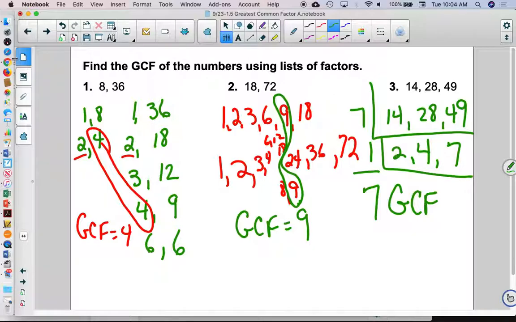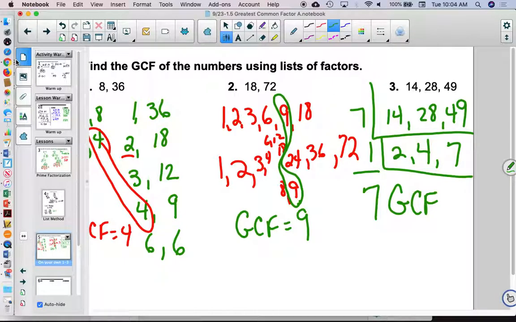If I did the prime factorization and I'm not sure that I'm right, could I go back to doing the ladder and double check it if I wanted to? I sure could. Some people say, well, that's a lot of work. But how important is it to me to get it right? So sometimes that extra work helps me to be successful.